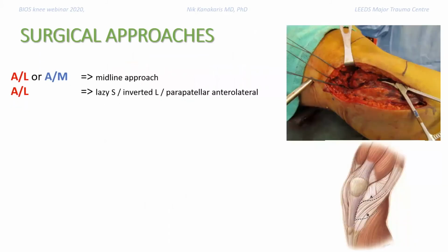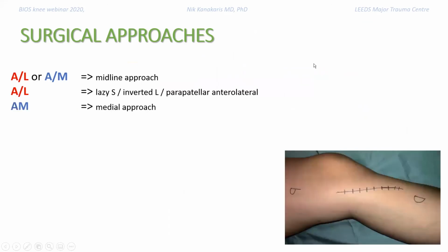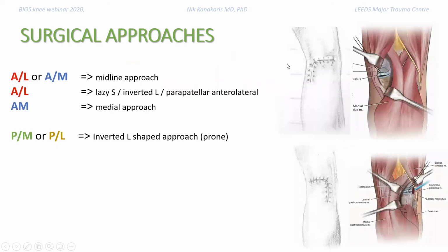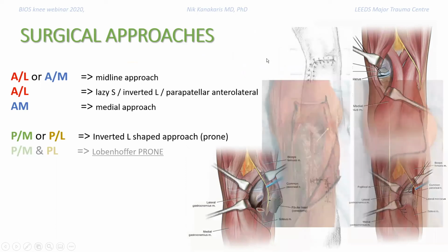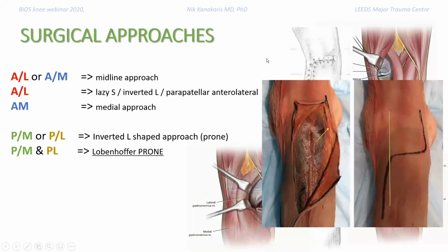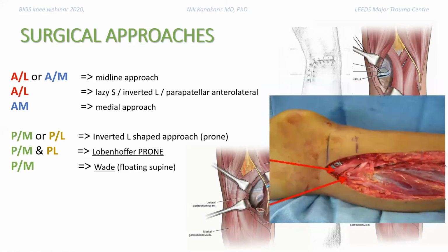You can see here the standard anterolateral inverted L or lazy S approach, capsulotomy, elevation of the meniscus, and the anteromedial approach. Then you can have, in a prone position, posterolateral or posteromedial approaches, with or without the posterolateral osteotomy of the fibula head, which helps the exposure. Or you can have a prone position with good exposure, the Lobenhoffer approach, which gives you adequate exposure of both sides.